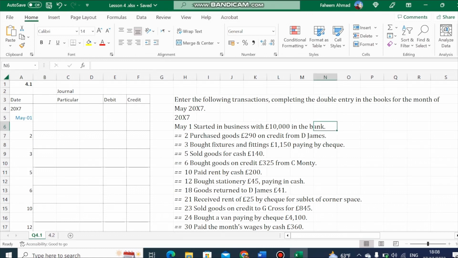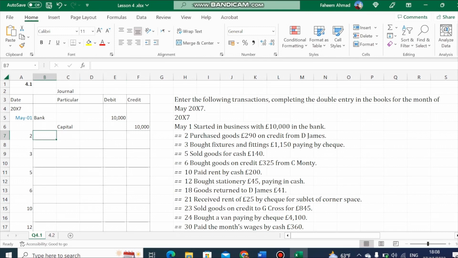So I can identify two accounts here. One is bank. Bank is an asset, increases, debit. Started in business with £10,000 in the bank. So that's capital that has been invested. So I will put here 10,000 and 10,000, just like we have learned in lesson number 2.